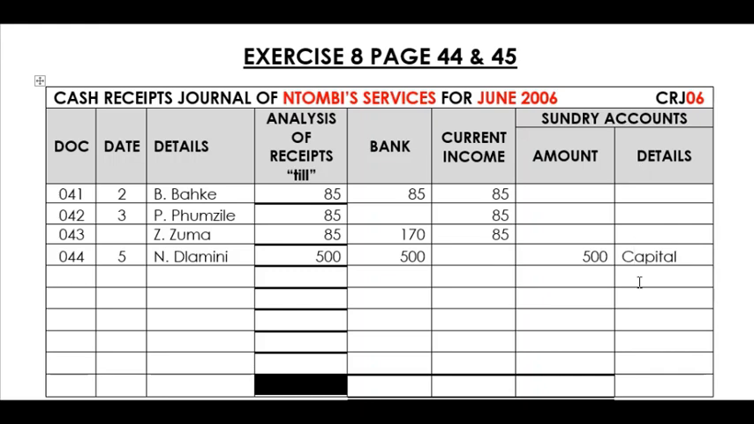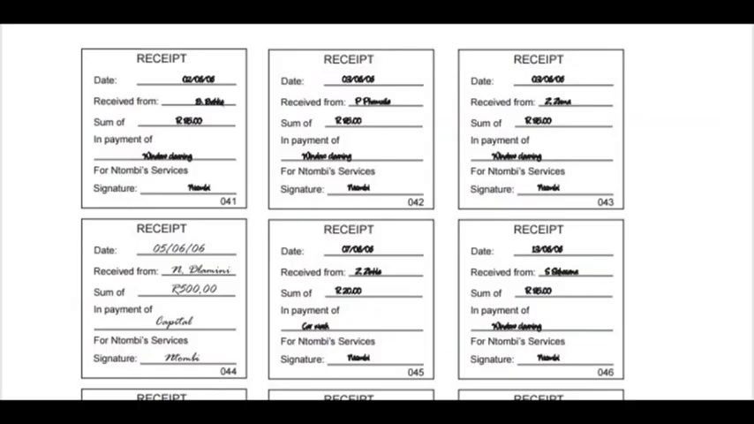Okay, so I hope you've learned something here. If we didn't receive money for current income, don't write it in the current income column. We write it in sundry accounts and we have to specify what we have received it for in the details column. Then the next transaction was receipt number 45 on the 7th of June from Z Zinclair. I know you can't really see there, but it's Z Zinclair, 20 Rand for a car wash.